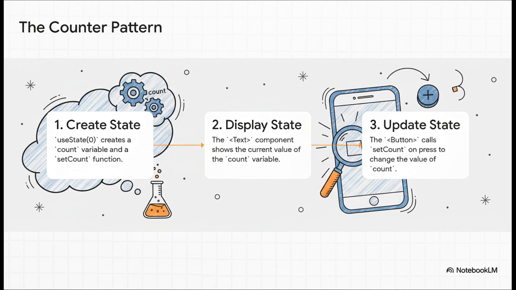Whatever number is in count, that's what the user sees on the screen. Simple. And finally, step 3, we update the state. See the button? Its onPress prop is wired up to call our setCount function. When you press it, it says, hey, setCount, take the current value of count, add 1 to it, and make that the new state. And that's the loop. Create, display, update. This little pattern, it's everything in React.